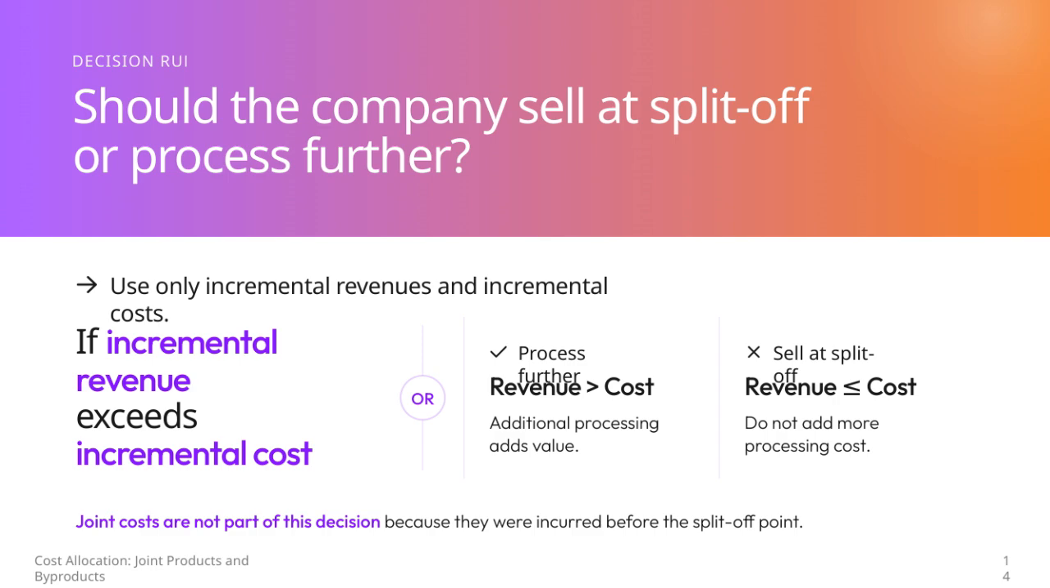On the other hand, if the incremental revenue is less than or equal to the incremental cost, the company should sell the product at the split-off point and avoid any extra processing costs. It's important to note that joint costs are not considered in this decision since they are incurred before the split-off. So, the core decision rule here is whether the incremental revenues justify the incremental costs of additional processing.